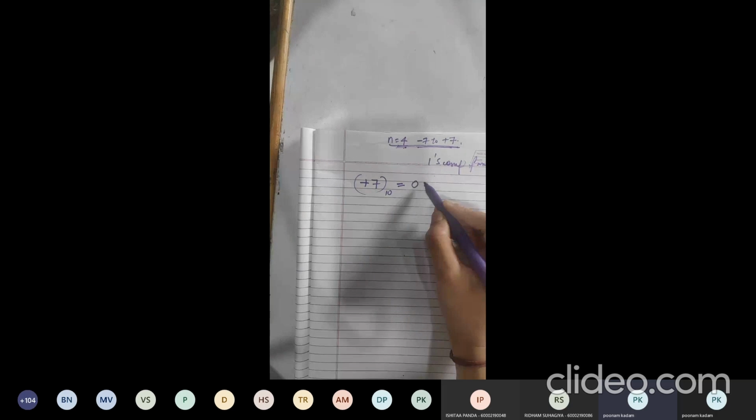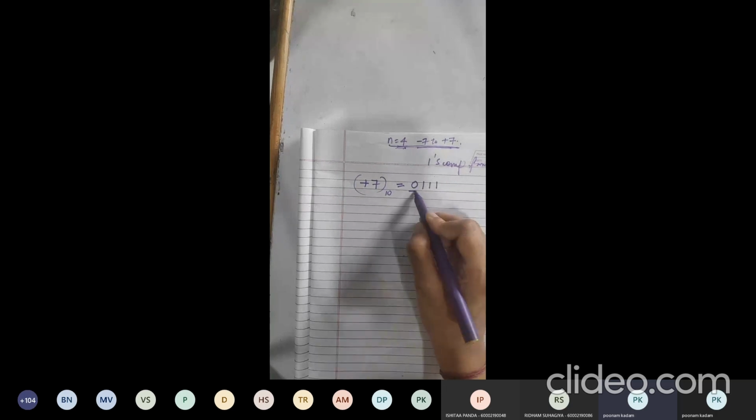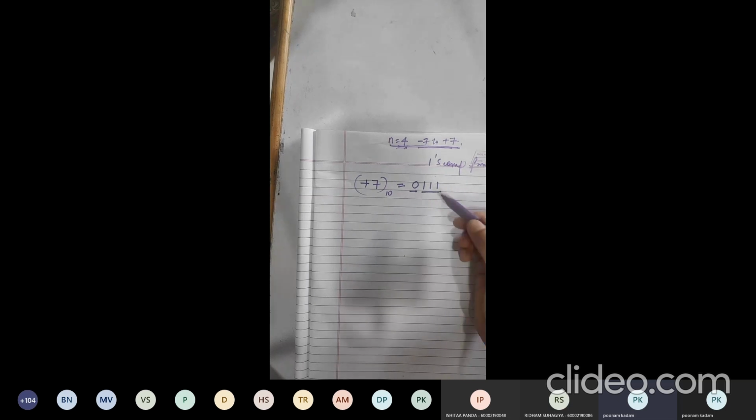And how will you represent 0, 1, 1, 1? The MSB bit is 0, indicating that it is a positive number. And 1, 1, 1 is the binary equivalent of decimal number 7. So this is the ones complement representation of plus 7.